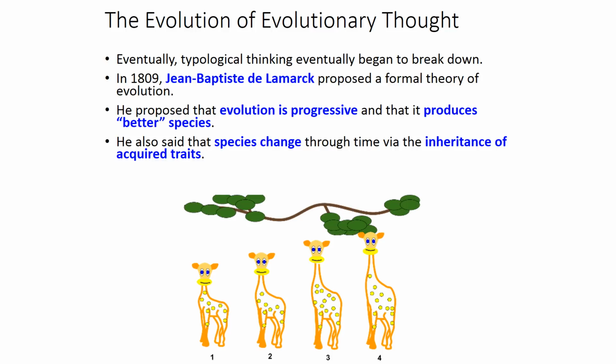And that giraffe, though he's slightly taller because his parents stretched and reached their necks, he's still not quite tall enough to eat some of those leaves. And so he's going to stretch and reach his neck. And him doing that during his lifetime will produce a longer neck in his offspring, and so on.